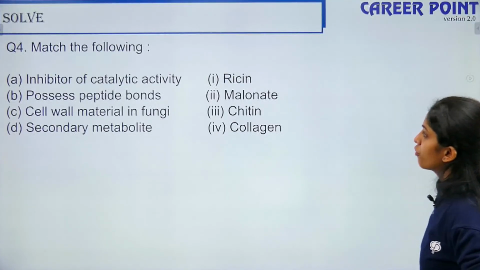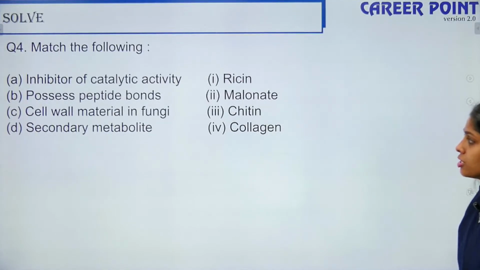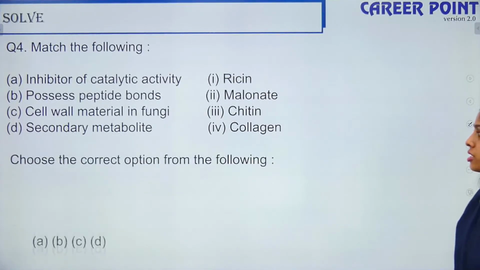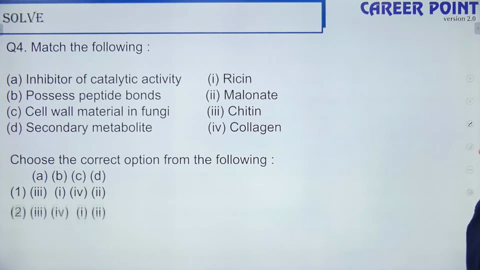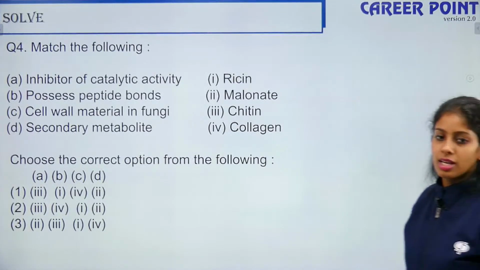Inhibitor of catalytic activity. Which one possesses peptide bonds? Cell wall material in fungi. Which is a secondary metabolite? So I can give you the options, but not the last option because that is the answer.